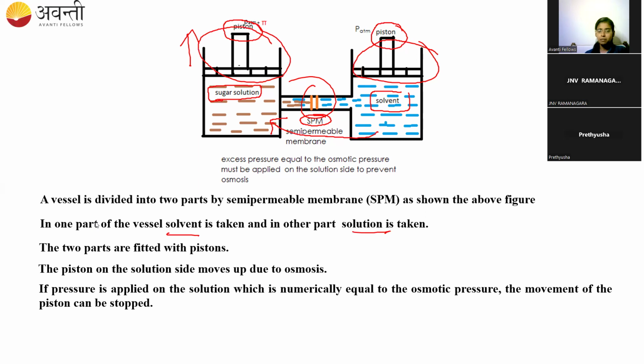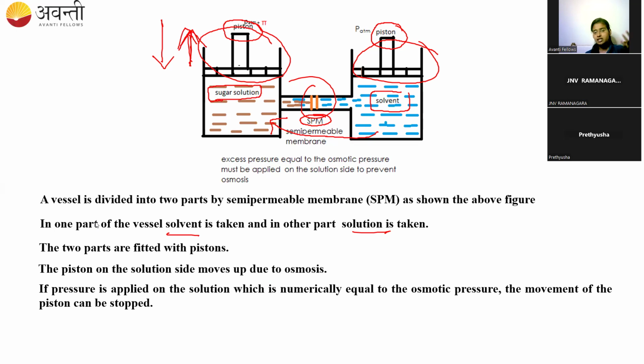And if pressure is applied on the solution, the piston is going upward on one side, and on the other side, we are applying some pressure. If the pressure applied on the solution is numerically equal to the osmotic pressure, the movement of the piston can be stopped. So on one side the piston is going upward because of the flow of solvent to the solution side.